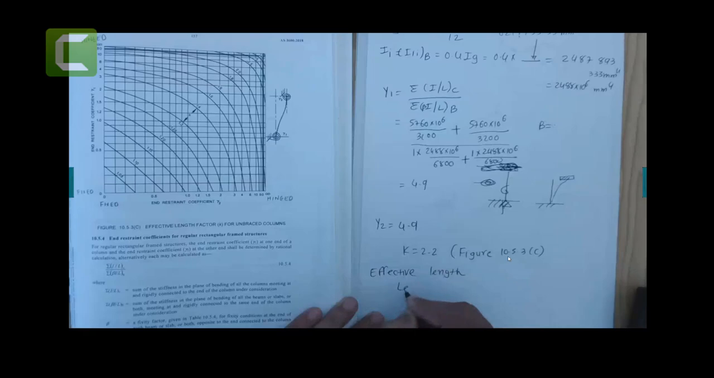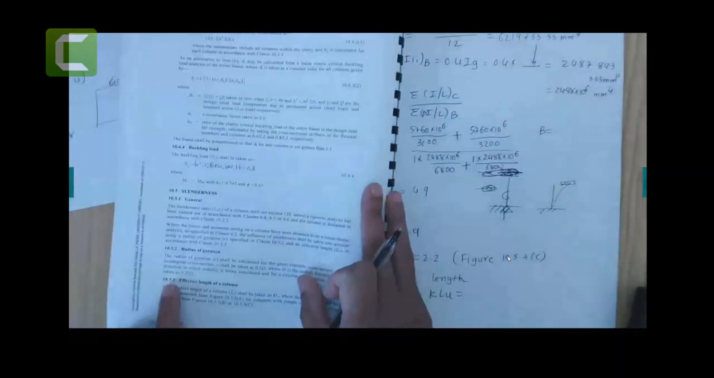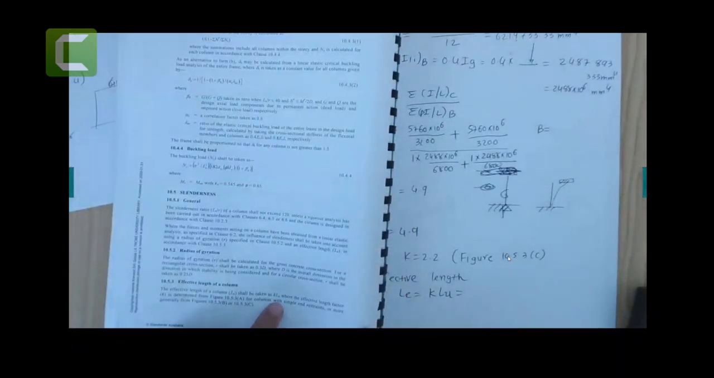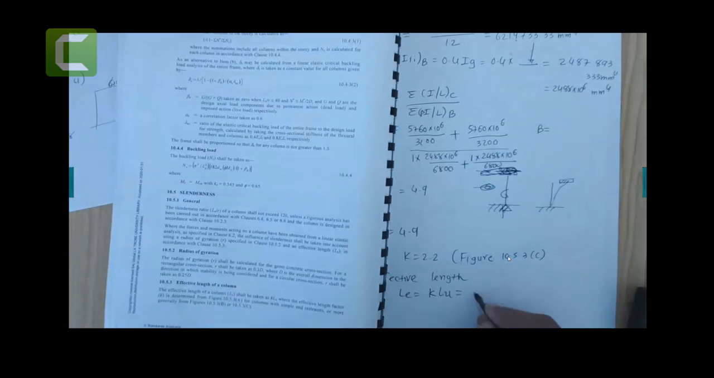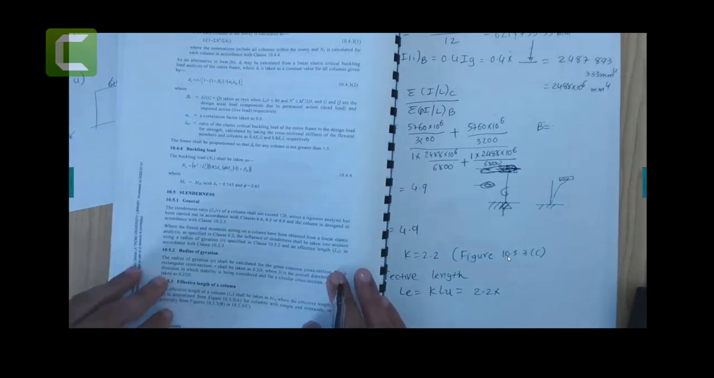Effective length LE equal to k LU, where is that coming from? If you just go to the clause 10.5.3, it says that LE equal to k LU. Now k equal to 2.2. Now the LU that you're going to get is the LU.